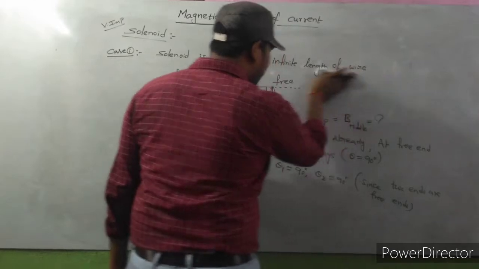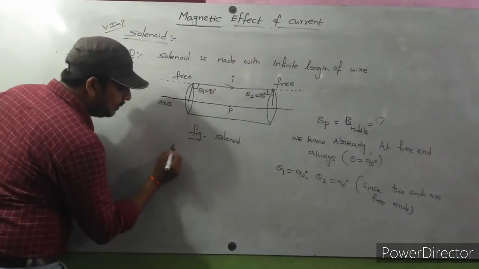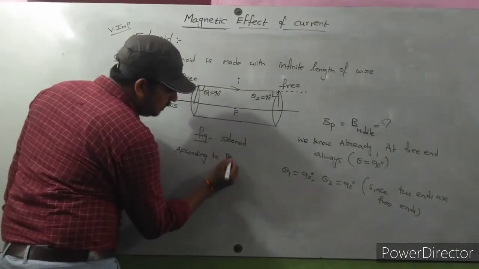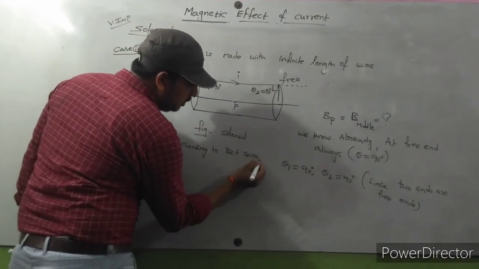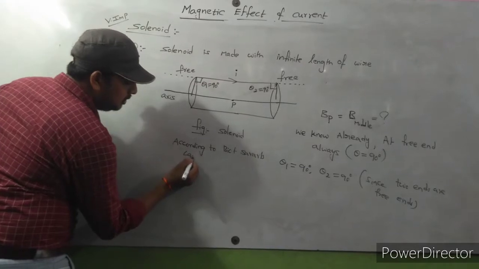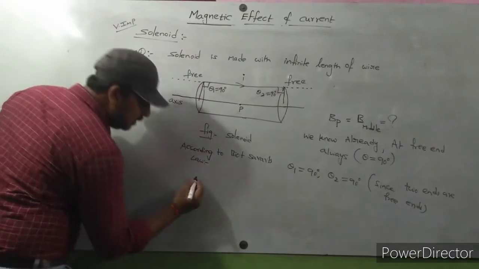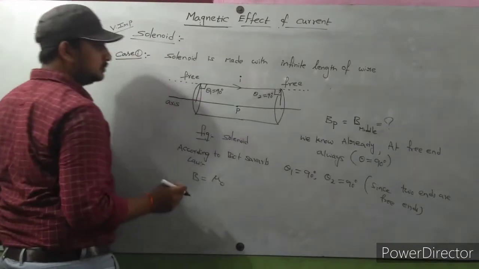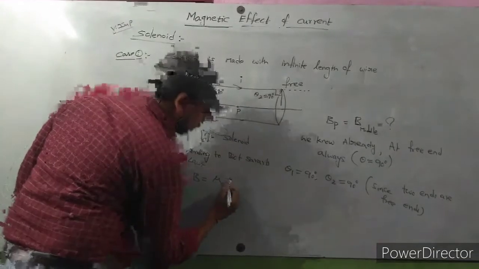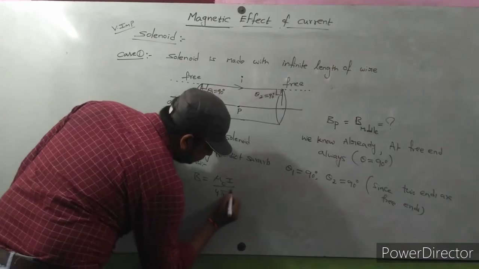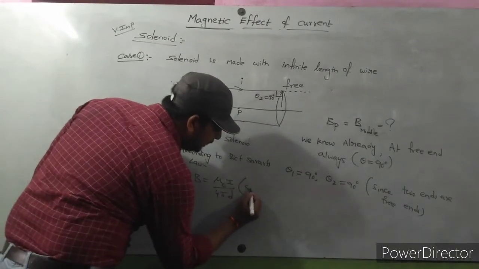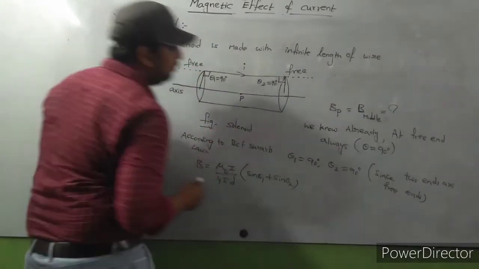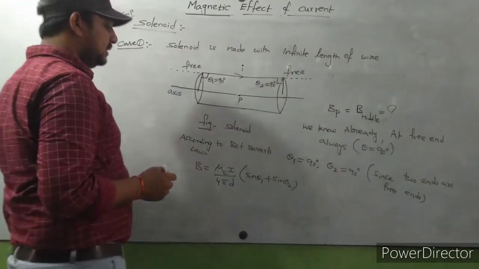So what is the formula of Biot-Savart's law? According to Biot-Savart's law, B is equal to mu naught I by 4 pi d into sin theta 1 plus sin theta 2.